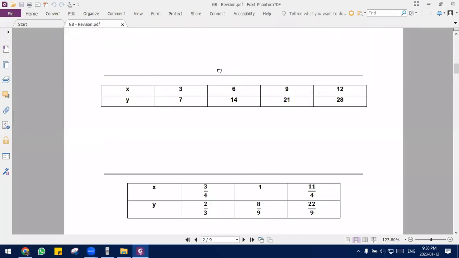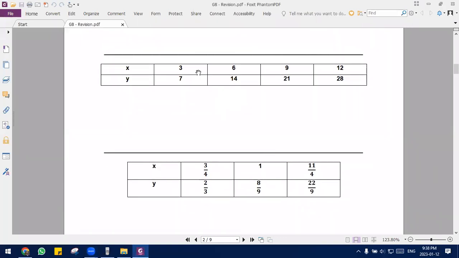Now, the second table here, again, we do the same thing. So we do y over x, 7 over 3 to find k. Now here's the thing. When you divide 7 over 3, you will get a value that is repeating. So it's better if you don't write it as repeating value. It's better if you write it as a fraction. So 7 over 3, you will get something like 2.3 repeating. But it's not good if you use it in the equation. So you leave it as a fraction.